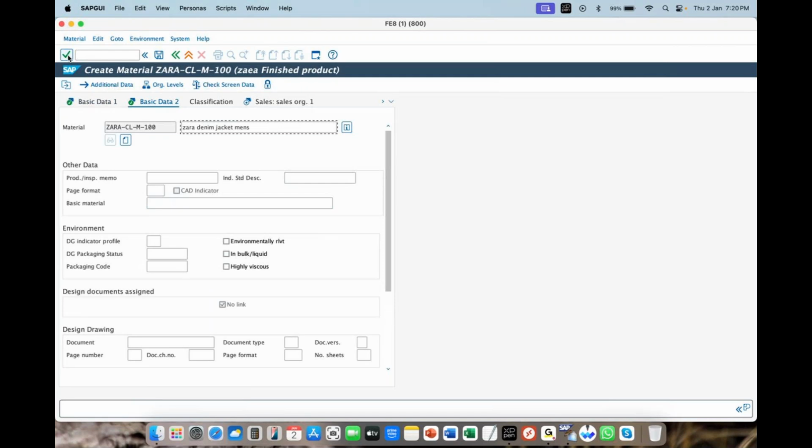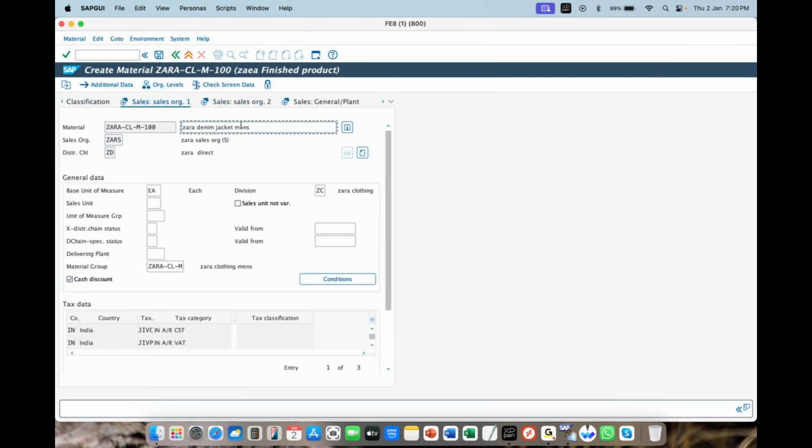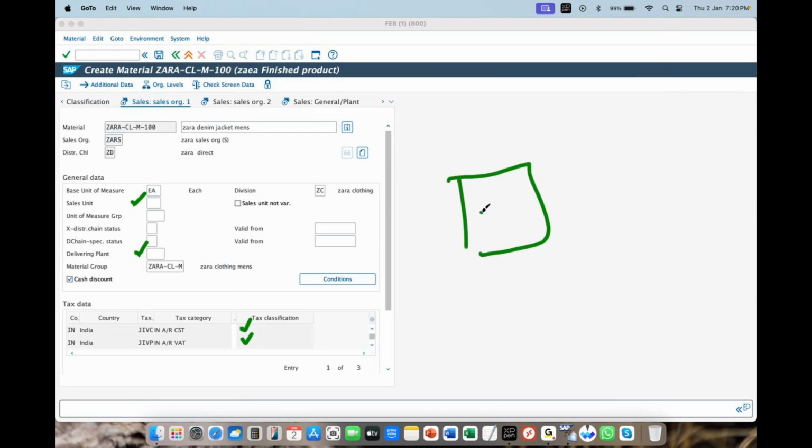Then when you say continue, it will not take you to classification. It will directly take you to the sales org one view. Now watch me carefully here. Here your sales unit, delivering plant, and the tax view are to be maintained. And here you will get one extra pop-up. You will understand that also. What are they? We'll see.